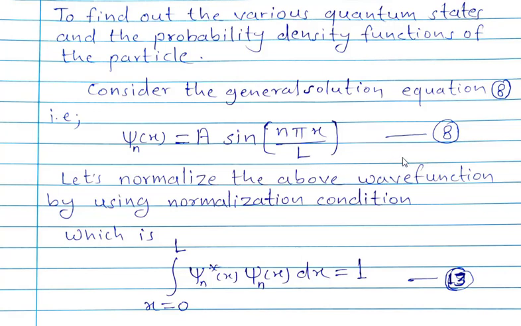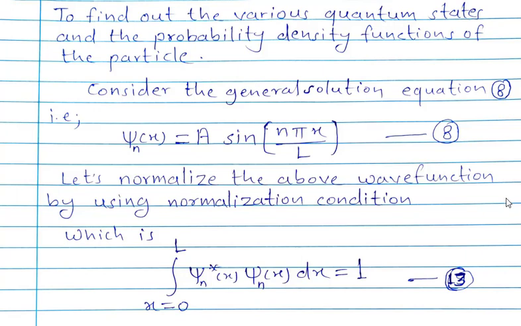As we know, a quantum mechanical wave function must satisfy 4 important conditions: it must be a single valued function, it must be a finite function, it must be a normalizable function, and at the same time the wave function as well as all its first order derivatives must be continuous functions. So therefore, here we need to normalize this psi n of x by using a normalization condition.